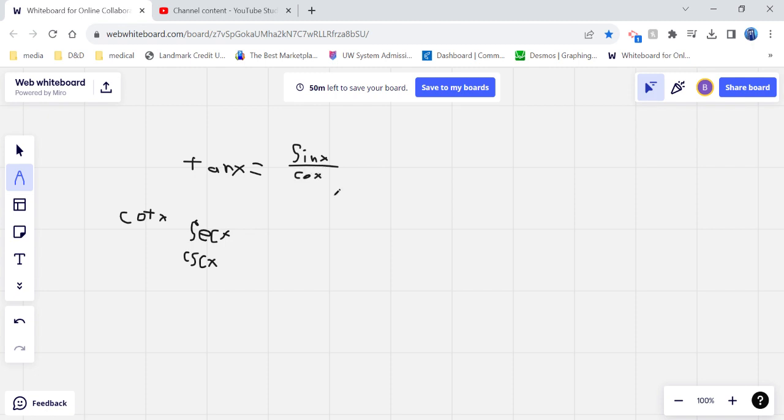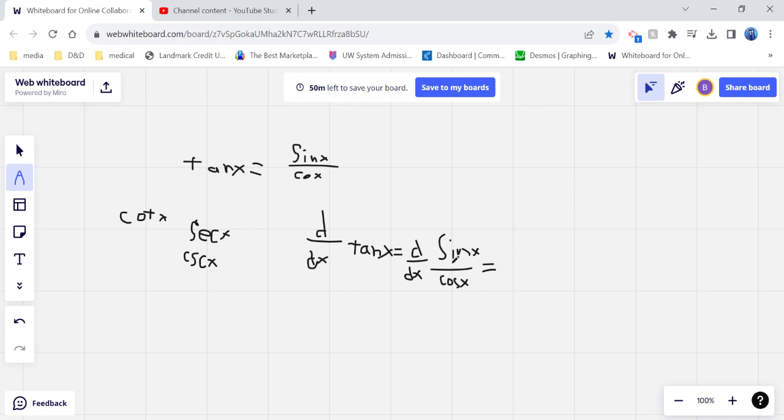Right? So if we wanted to find the derivative of tangent of x, that would equal the derivative of sine of x divided by cosine of x. And to find that derivative, we would use the quotient rule.